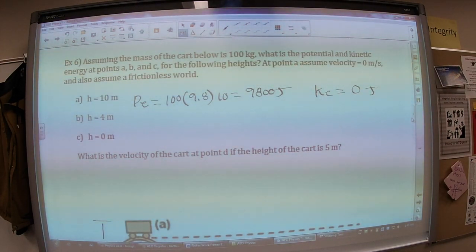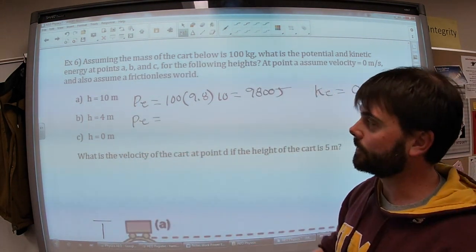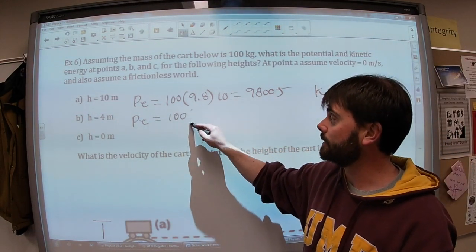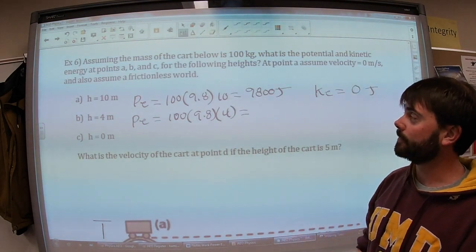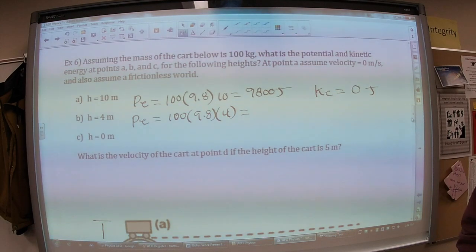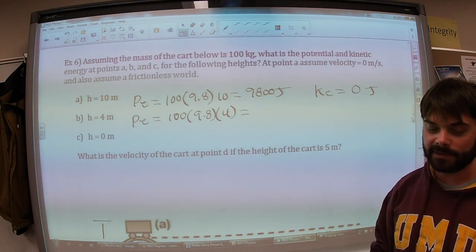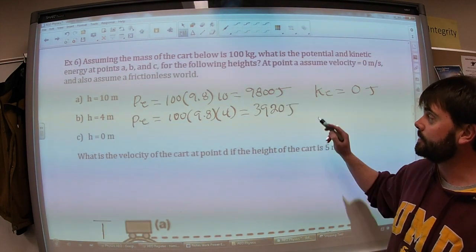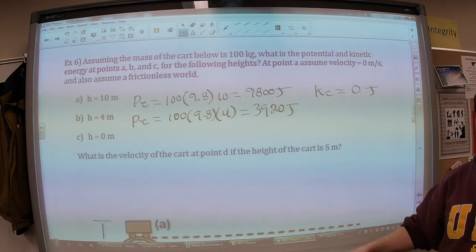Now for part B, we're looking at what is the potential energy and kinetic energy when it's 4 meters off the ground. Well, the total is always going to equal this, but we want to figure out how much of it's still left in stored energy, or potential energy, and how much of it's going to be left over for kinetic. So if I do the mass times the gravity times the new height, it only has 4 more meters to fall. It doesn't have the full 10 to fall. If I multiply that out, I get 3,920 joules.